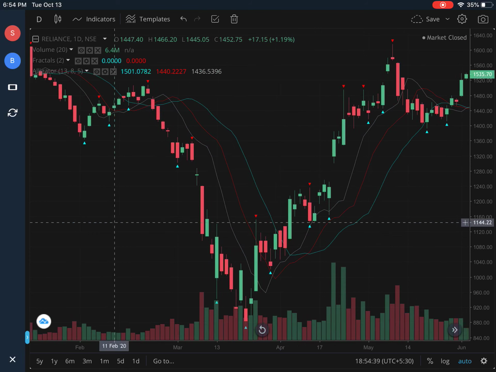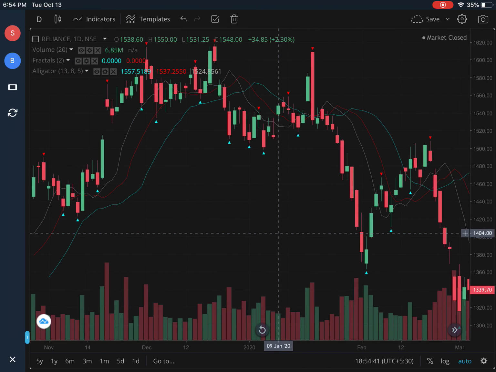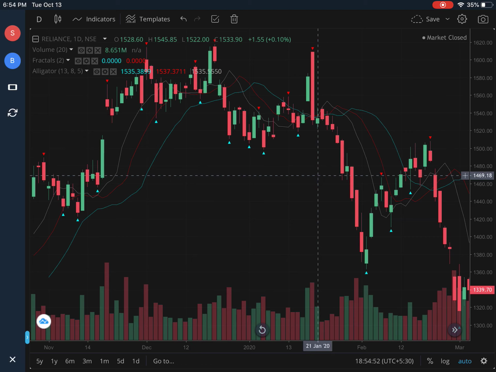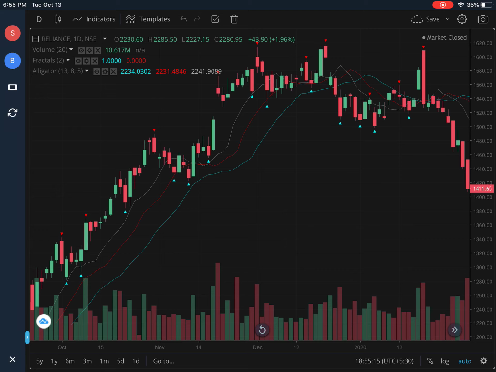you'll find that when the three lines are intercrossing with each other, look at this portion between 18th December 19 and say 21st January 20. The lines were intercrossing with each other. Now when such a situation is there, these three lines of the alligator are indicating that the script is not in a trend, and usually the fractals are applied when there is a trend. Okay, so let's go back a little bit.